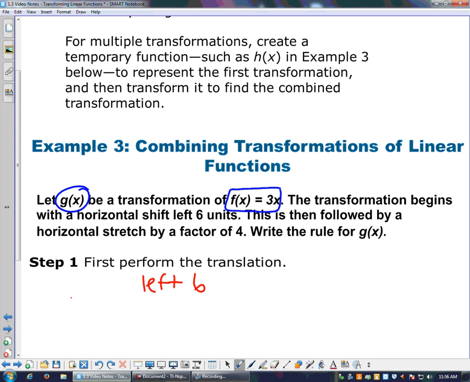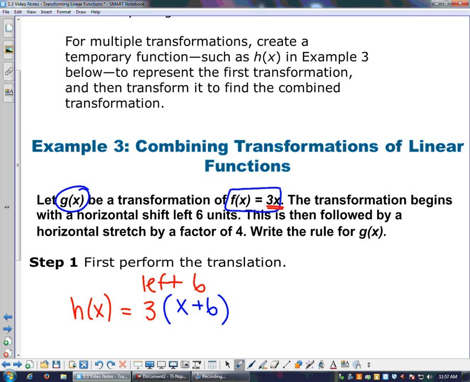So I'm going to do a temporary one here called h of x. It's going to be my stepping stone. To move left, if my original again was 3x, that means I need to add 6 units to the x value. So instead of just 3 times x, I'm going to take out that x and replace it by x plus 6. Again, that's my transformation for moving it to the left. I add to the x.